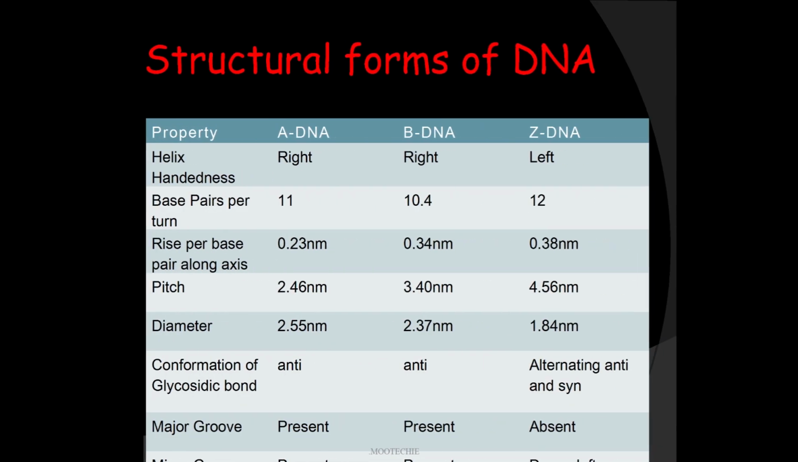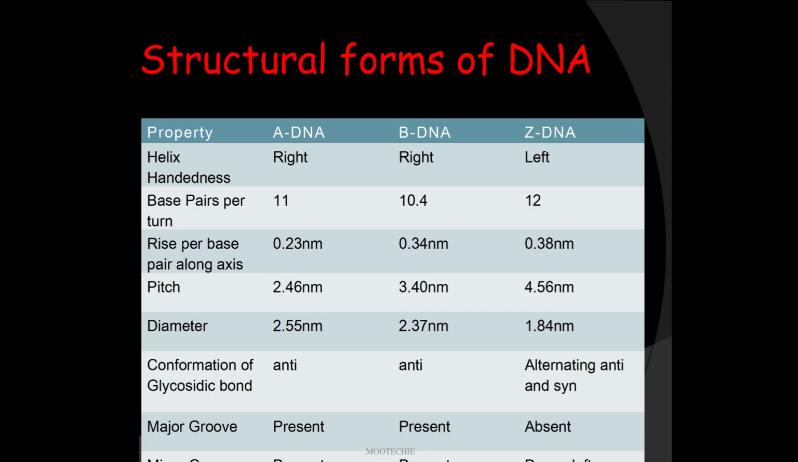Now, DNA is not a one-size-fits-all structure. It can take on different forms. Here is a comparison of the main structural forms: A-DNA, B-DNA, and Z-DNA. Looking at the table, helix handedness: both A and B DNA are right-handed, while Z-DNA is left-handed. Base pairs per turn: A-DNA has 11, B-DNA has 10.4, and Z-DNA has 12.